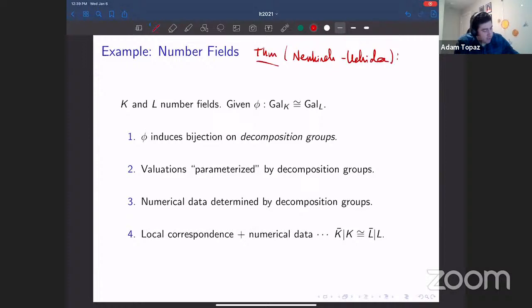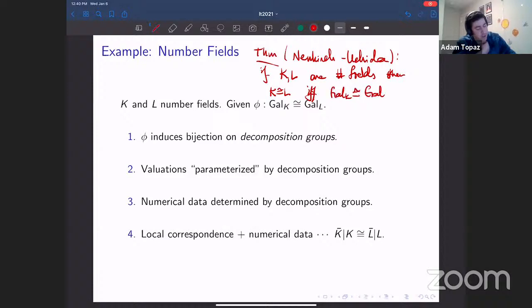Which says that if K and L are number fields, so number fields showed up in Kenny's talk earlier today, a number field is a finite extension of the rational numbers, then I'll state it roughly, K is isomorphic to L if and only if the Galois group of K is isomorphic to the Galois group of L. And by the Galois group here, I mean the absolute Galois group, so the Galois group of the algebraic closure over the base. Okay. There's a functorial statement that one can say here, but I'm not going to mention that.